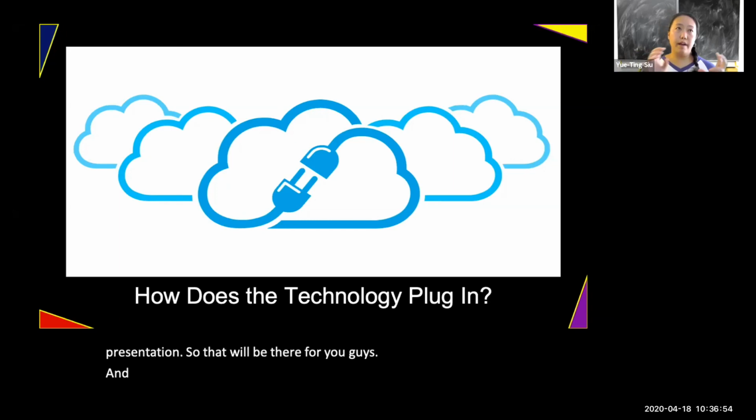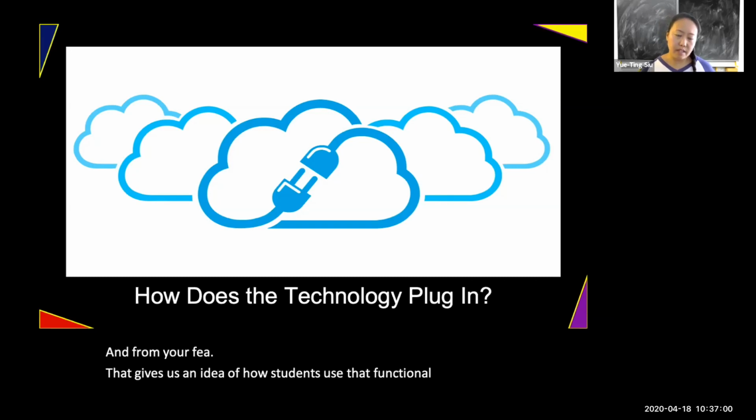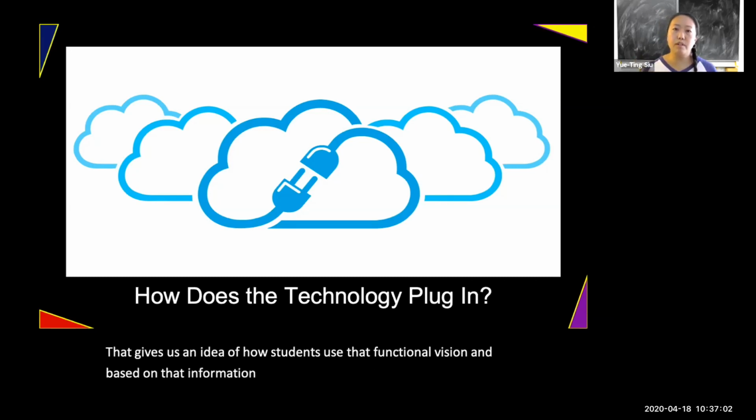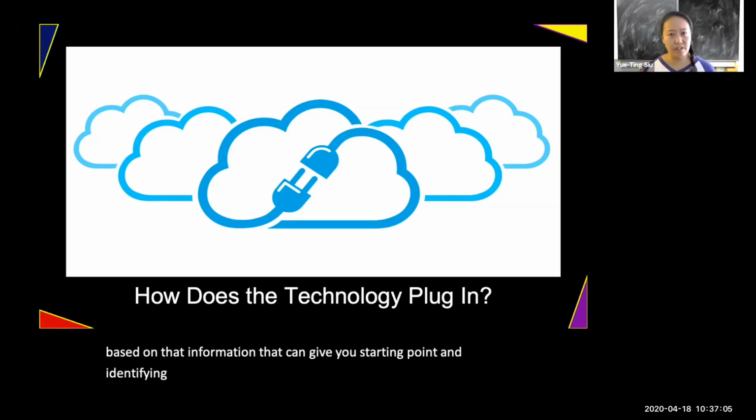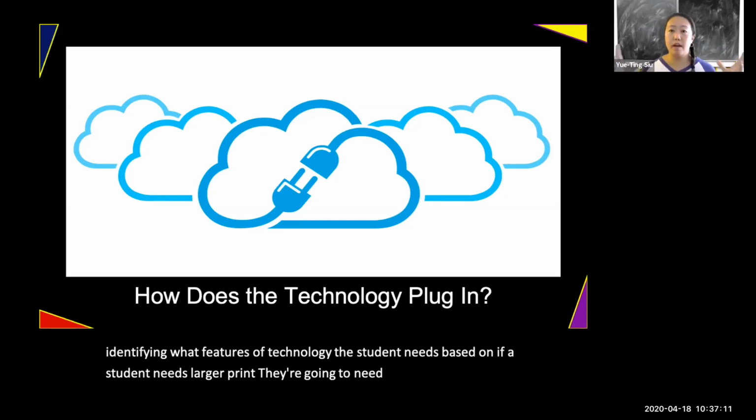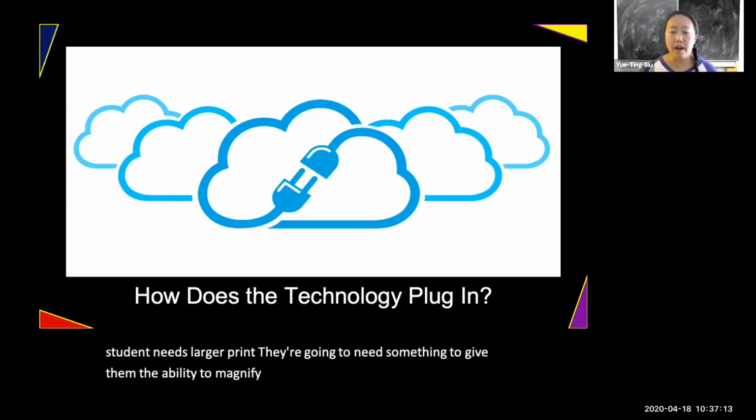From your FVA, that gives us an idea of how students use their functional vision. And based on that information, that can give you a starting point in identifying what features of technology the student needs. If a student needs larger print, they're going to need something to give them the ability to magnify. Is it something about contrast? Is it something with visual field? And we actually don't want to magnify that much, but we need the ability to resize.